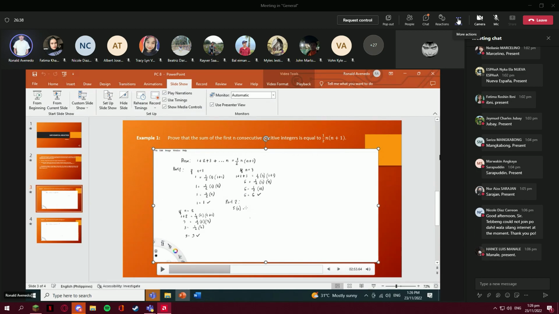So since in our problem the variable is n, then we will use another variable. You can use letter m, you can use letter x, or any variable you want to. So for now, I'll be using k. And of course, in your solutions, para uniform na lang, just use k for uniform answers.